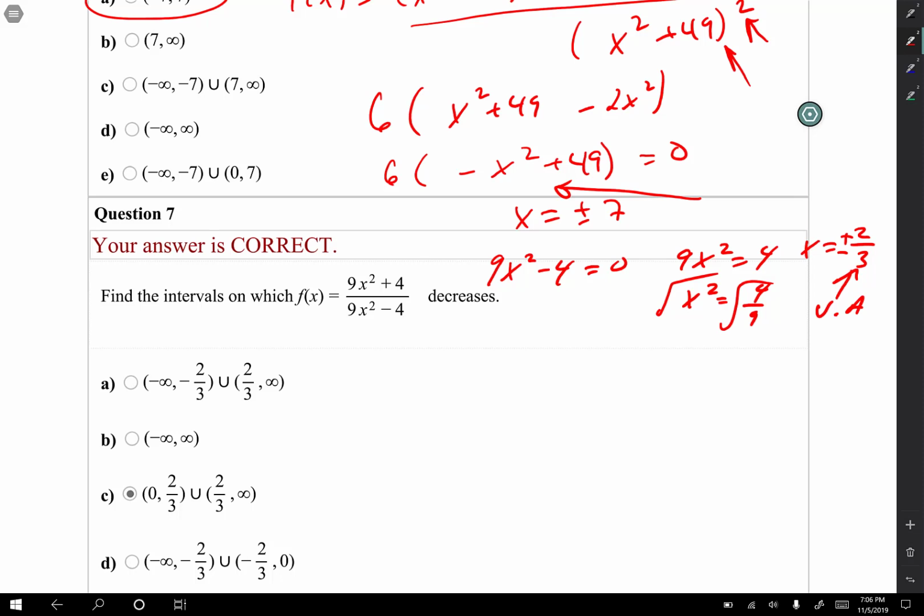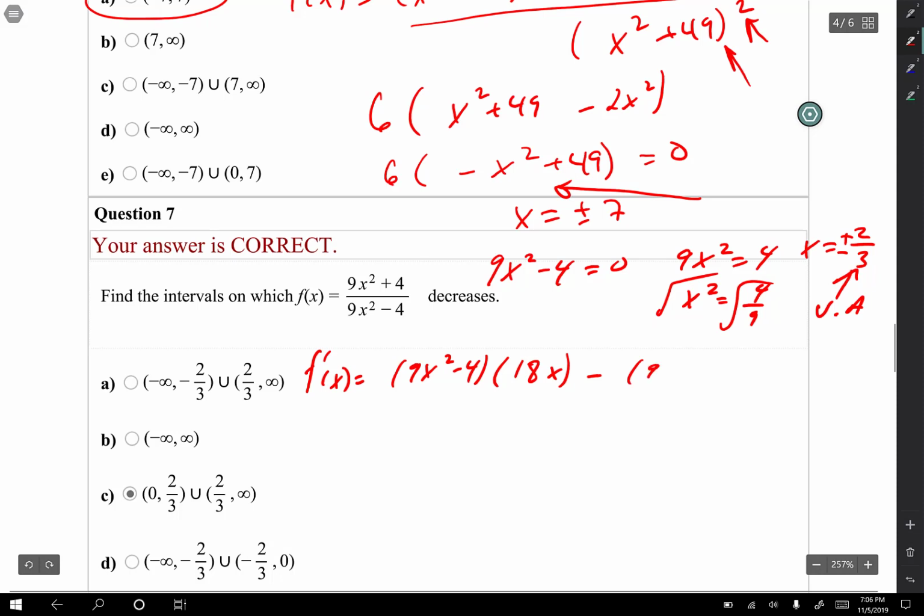So here we go. F prime of x is equal to bottom, 9x squared minus 4 times the derivative of the top, 18x, minus top, 9x squared plus 4 times the derivative of the bottom, 18x again, all over, oh, sorry guys, there's an ant here. All right, all over bottom squared, 9x squared minus 4 squared.